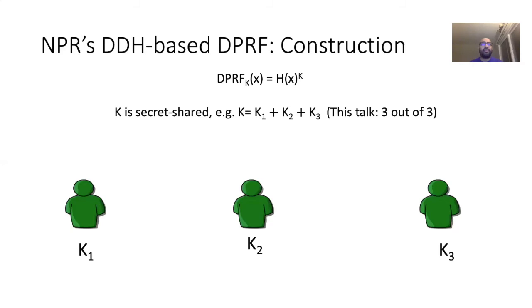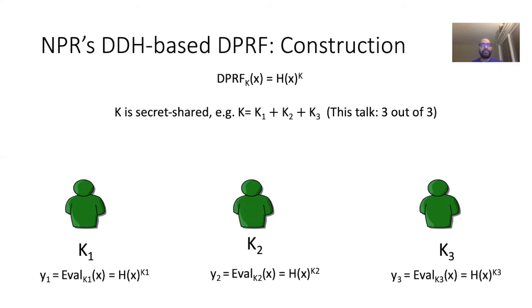When you're in a distributed setting, the key k is secret shared. Let's consider a very simple example, a 3-out-of-3 setting. k is an additive secret sharing of k1, k2, and k3. Party 1 has k1, party 2 has k2, and party 3 has k3. On input X, each party does a partial evaluation, which is very similar to the final evaluation. Instead of raising to the power of the whole key, they raise to the power of their part of the key. Party 1 computes h(x) to the k1, party 2 computes h(x) to the k2, party 3 computes h(x) to the k3.